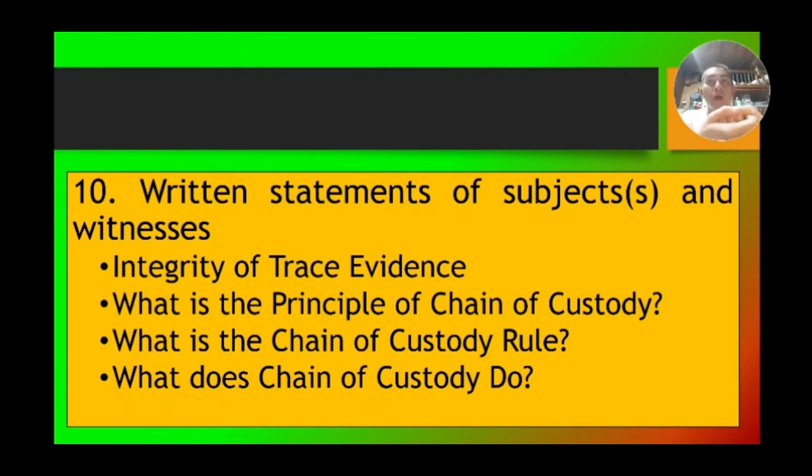In terms of integrity of trace evidence, that means protection of trace from loss or contamination is essential. Second, what is the principle of chain of custody? It means that evidence passes through several persons for several purposes. Third, what is the chain of custody rule? It means that it is of paramount importance to any investigation. And lastly, what does chain of custody do? The chain of custody proves the integrity of a piece of evidence.